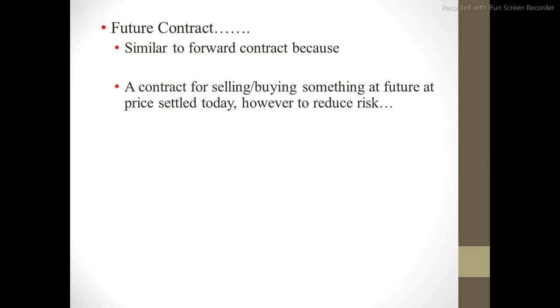Why is it similar? Because here again, a contract is signed, or an agreement is made, in which two parties agree to the sale and purchase of something at a future date and at a price which is settled today. However, to reduce the default risk which exists in the forward contract, a third party or intermediary is involved in the futures contract.